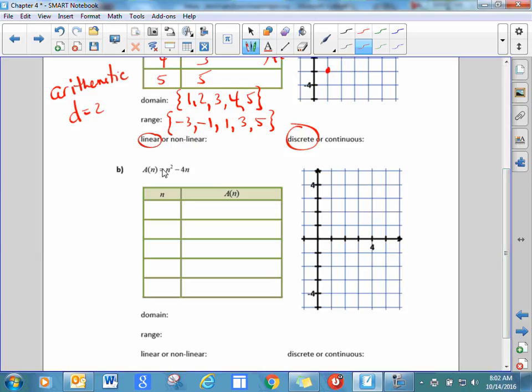I'm kind of looking at this n squared. I'm thinking I'm going to have a curve coming up here if it were to be continuous. But we're going to just graph the first 5 points like they ask us to. So 1 squared minus 4 is minus 3. 2 squared minus 8 is minus 4. 3 ends up being minus 3.